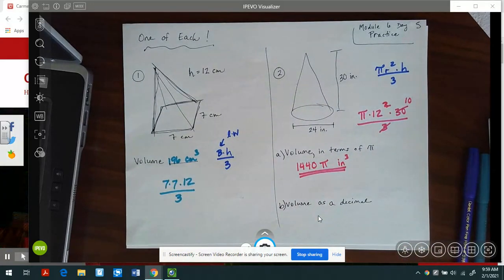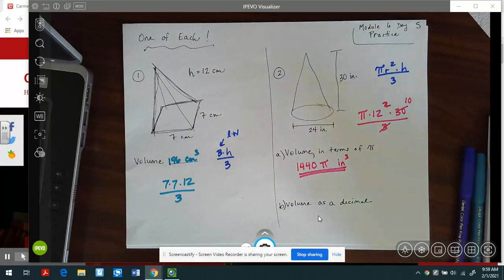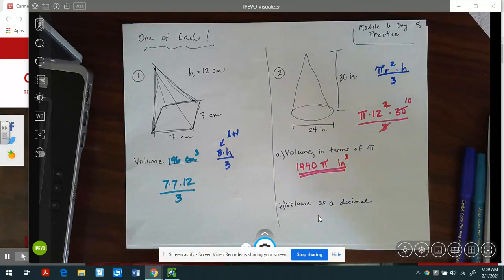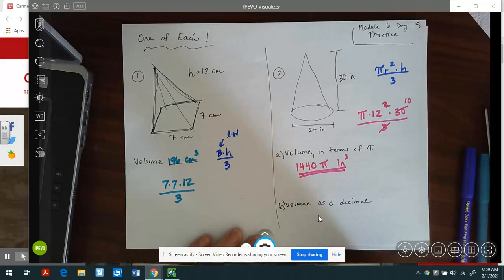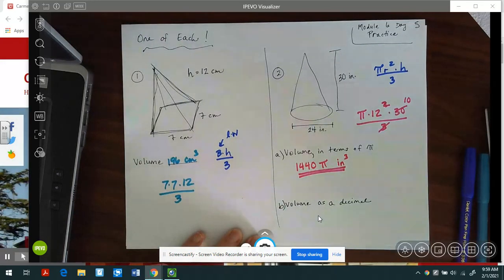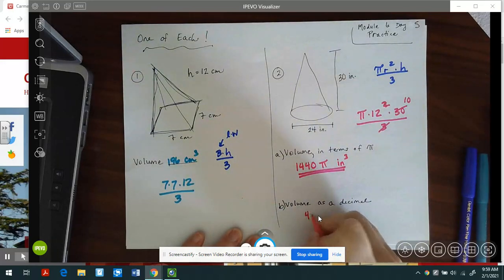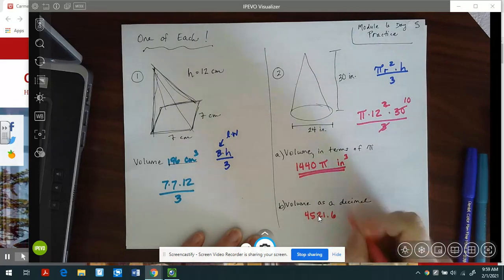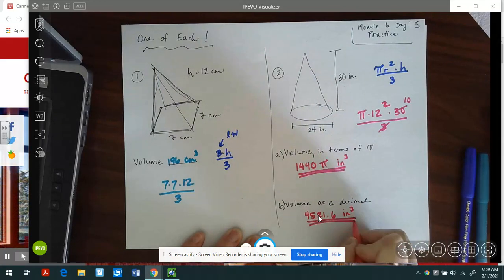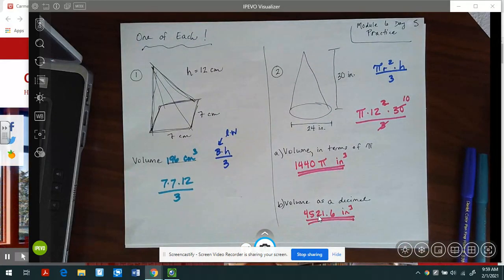Please now compute the decimal version of that answer. If you used your calculator correctly, 1,440 times 3.14 is 4,521.6. So this is the pyramid and the cone. They have very similar formulas.